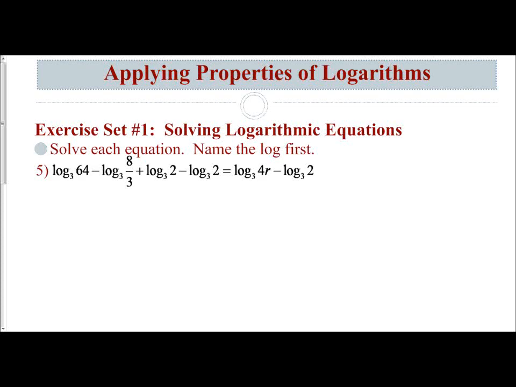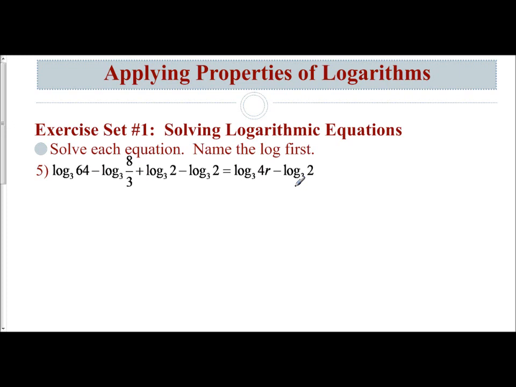We're going to continue looking at how to apply our properties of logarithms to solve logarithmic equations with these next two examples. In example 5, we have log base 3 of 64 minus log base 3 of 8/3 plus log base 3 of 2 minus log base 3 of 2 equals log base 3 of 4r minus log base 3 of 2. Now that is a long equation. So what are we going to do first?